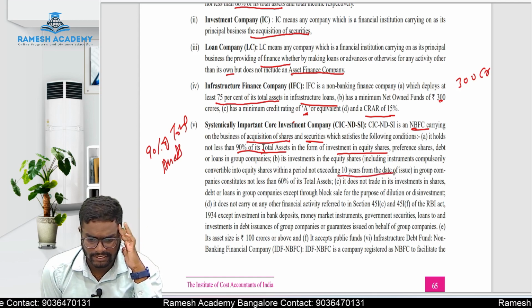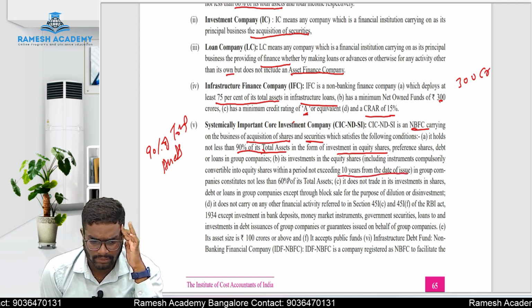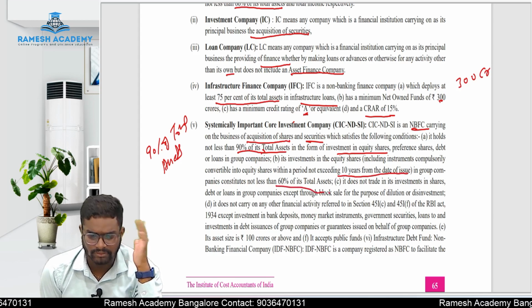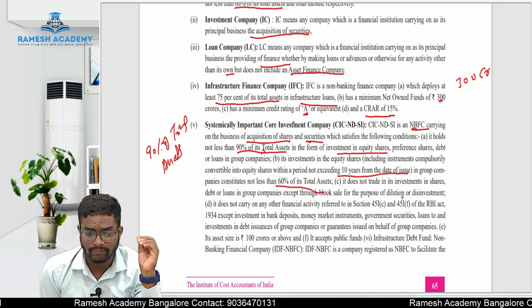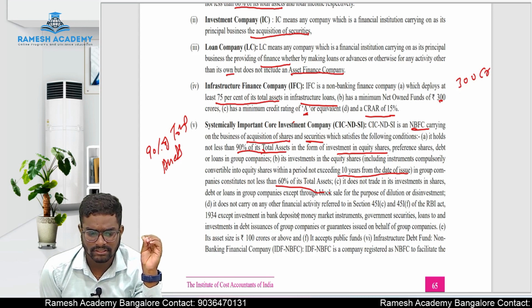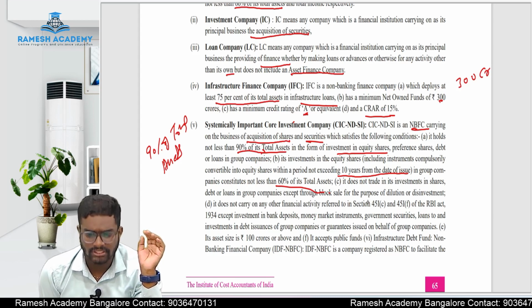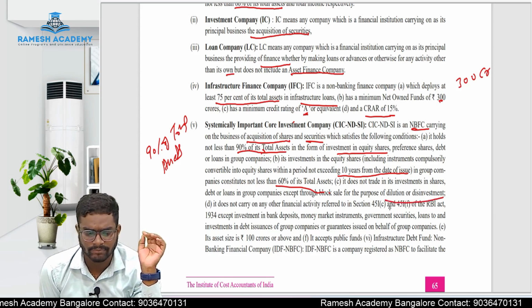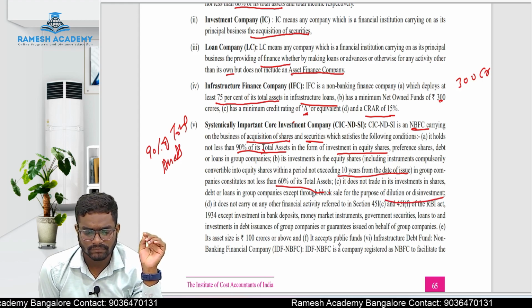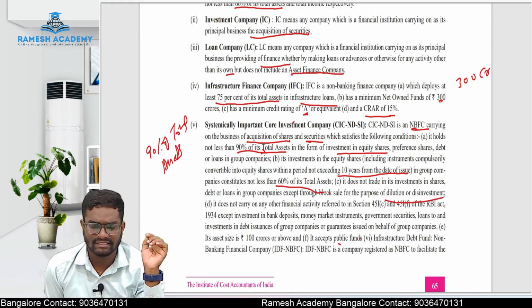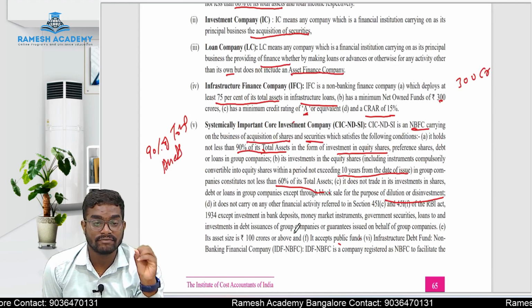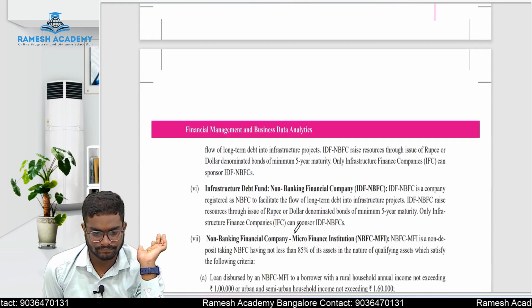Not exceeding 10 years from the date of issue, in group companies which constitute 60% of the total. Okay, it does not trade in investment shares except through block sale for the purpose of dilution or disinvestment. It accepts public funds and other things. So it is mainly concerned with the investment.